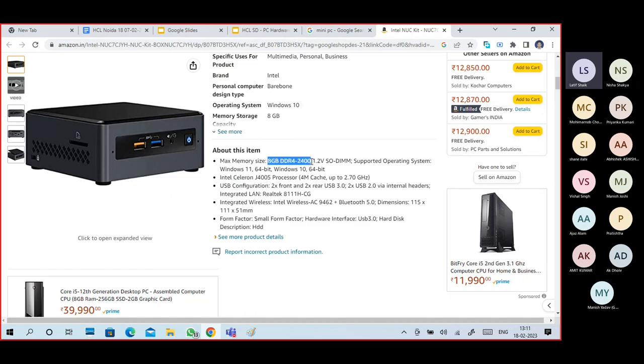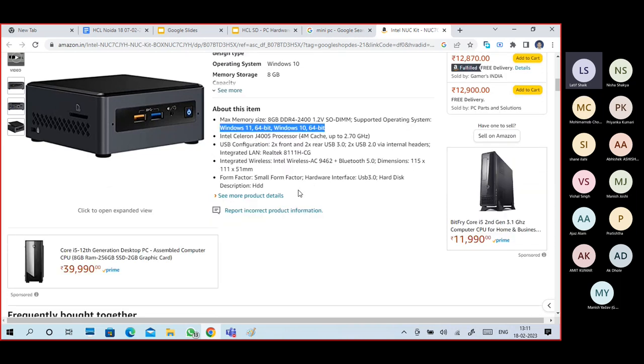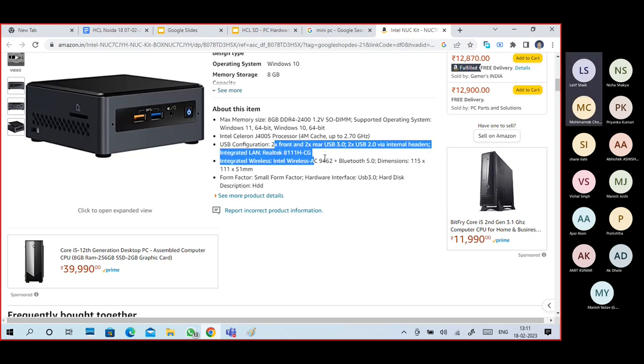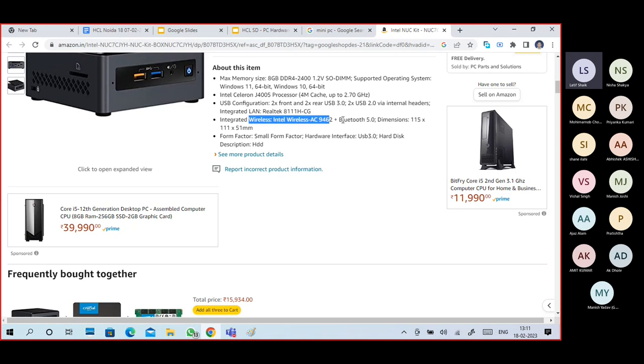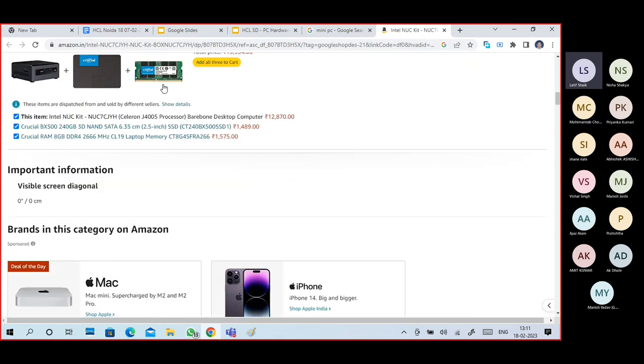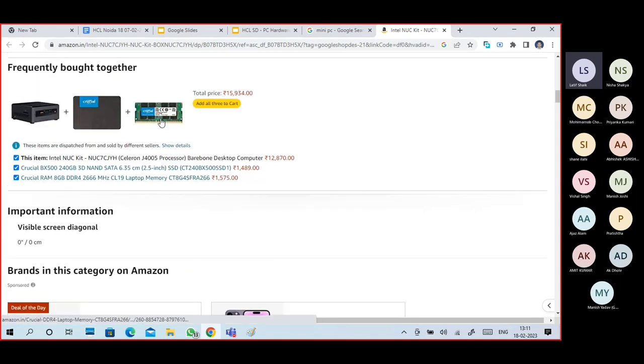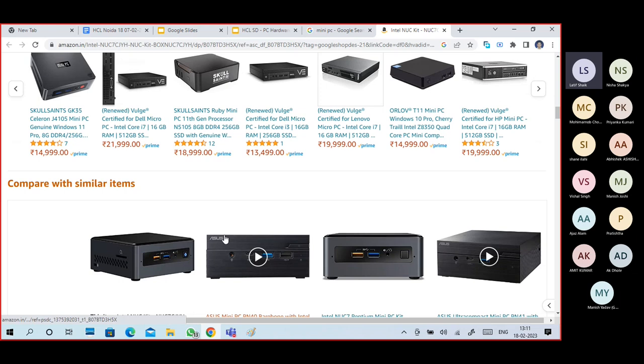So maximum memory 8 GB RAM, DDR4, maximum 8 GB RAM we can put. Supporting operating system is Windows 10 or Windows 11 64-bit. They already gave a processor called Celeron J4005 processor, 4 MB cache. And this has integrated LAN, wireless LAN. Even hard disk they didn't give. So you have to use a laptop type of SSD. So totally this is around 12,000, and with this you will get a small computer in your hand at this price, just for basic computing again.